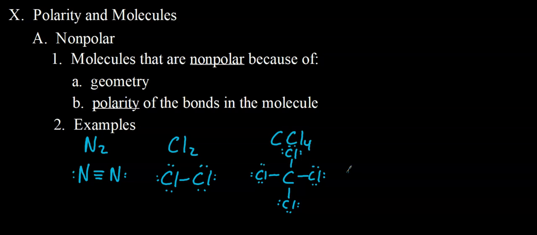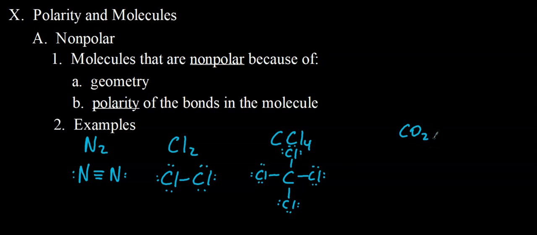Therefore, it is nonpolar. Now, something that's important to see here is that this molecule, even though it is nonpolar, does have polar bonds. All four of those bonds in that molecule are polar, but because of how the bonds are arranged around the central atom, the molecule as a whole is nonpolar. Let's take a look at another example.